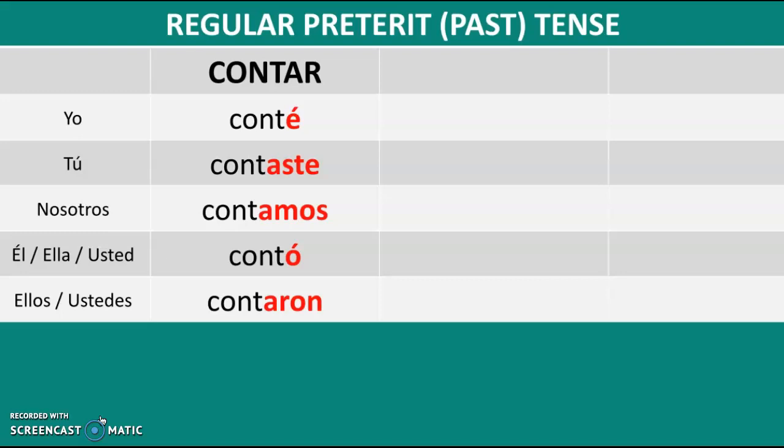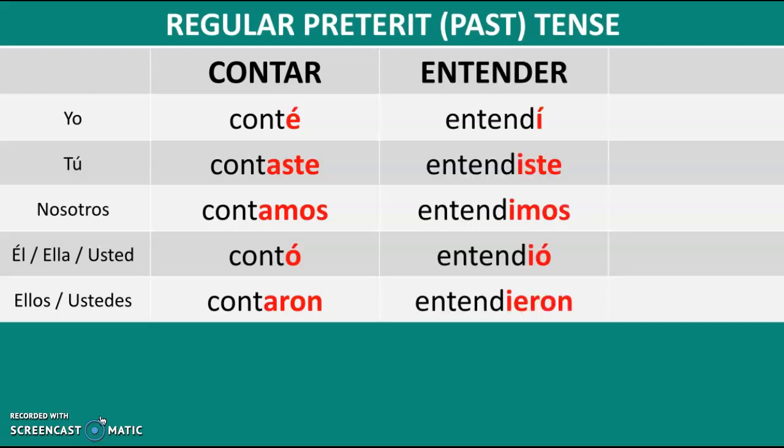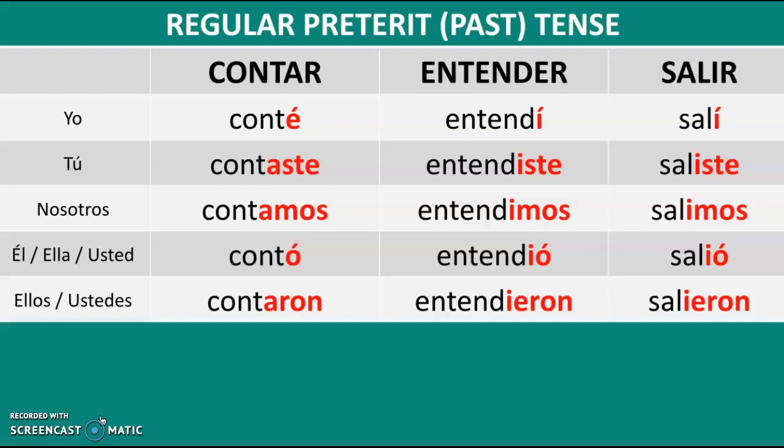So I give you the verb contar so you can see how it is conjugated. Now for our ER verbs, it is iste, imos, ió, ieron. And then if you look at it, the bonus is that IR verbs are the exact same thing as your ER ending. So really you only have 2 sets of endings to learn for your regular past tense verbs in the preterite.